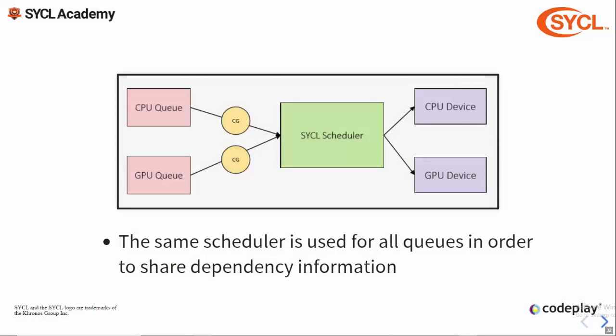The same scheduler is used for all queues in order to share dependency information and maintain a single ordering of commands. So in this case, where we have two command groups submitted to different queues, each queue will process their respective command groups and submit them to the scheduler. The scheduler will then decide the ordering of the commands in each command group based on the dependencies of each, and then enqueue the commands to the target devices in that order.